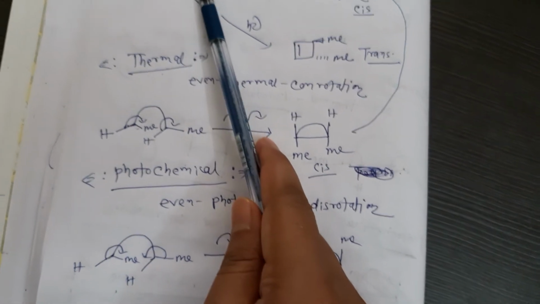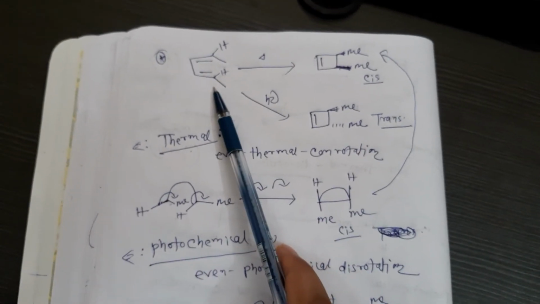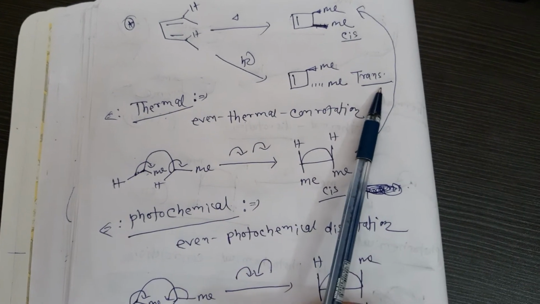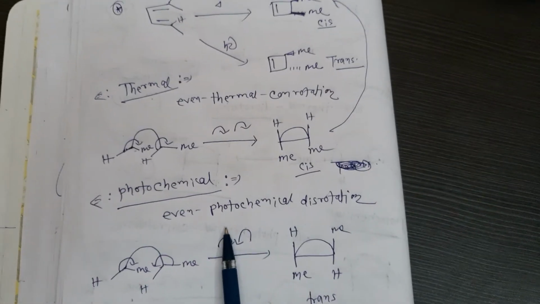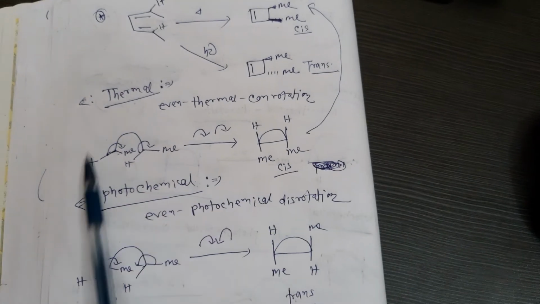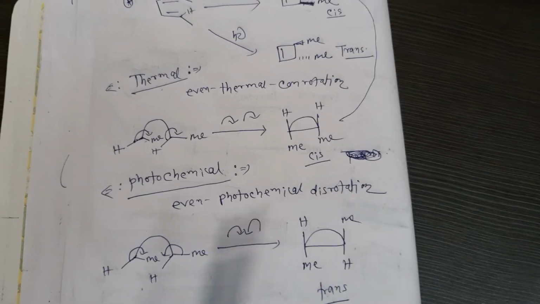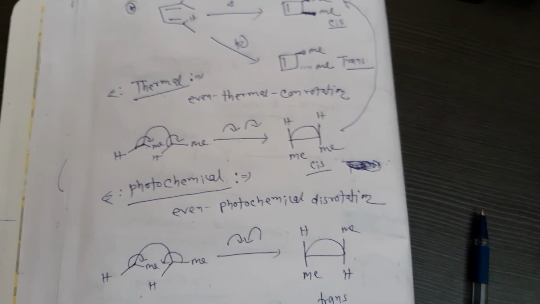Now if we consider another example where of these two methyl groups, one is inside and the other is outside, in the presence of heat it forms the cis product, and in the presence of light this forms the trans product. To determine the stereochemistry, you have to remember this method, because this method is easier for you to determine the stereochemistry in the product.